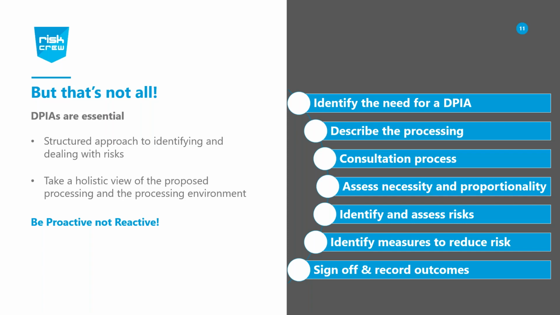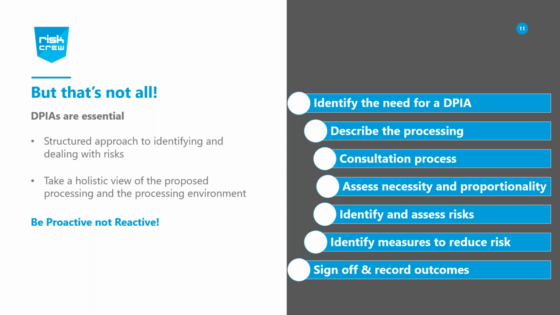But that's not all you should be doing. The data processing impact assessment is a vital tool in this. It should be the first step in any new undertaking. It's essentially a risk management process, but with a very narrow focus. Anybody aware or involved in ISO 27001 will recognize it, but as I said, it's very narrow in its focus, looking at the risks to data. If done correctly, it will provide a structured and repeatable approach to evaluating the risks to the proposed processing. It allows you to take a holistic view of the processing and of the processing environment.